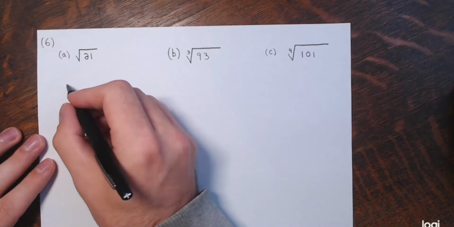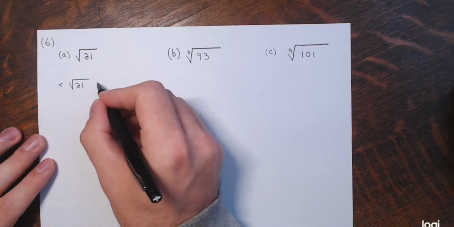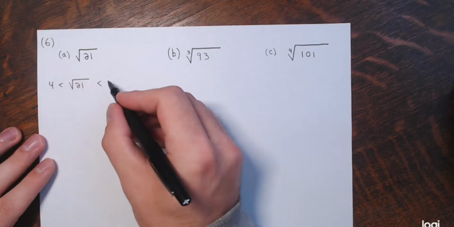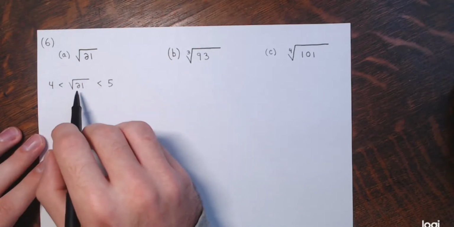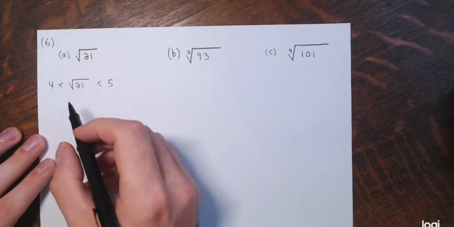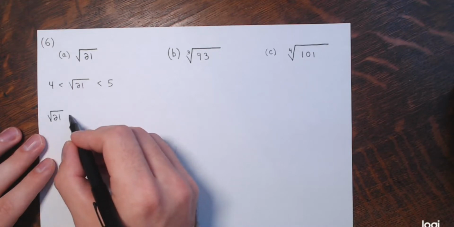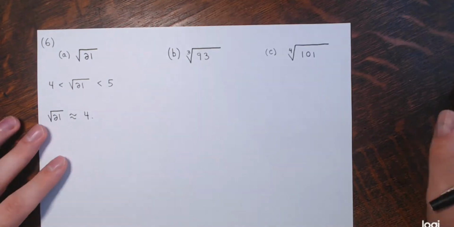Now this is going to be between, if you look at that list of squares, 4 squared was 16, and 5 squared was 25, and 21 is between those. So the square root of 21 is between 4 and 5. So I know when I approximate it, it's going to be approximately 4 point something. And then let me enter it in the calculator.